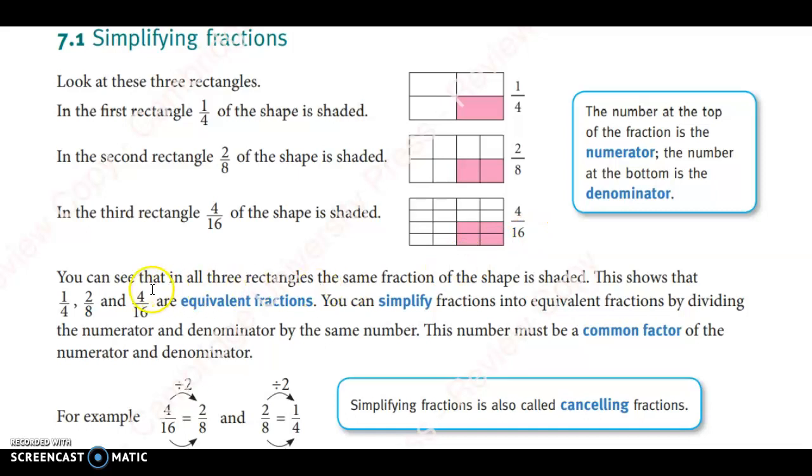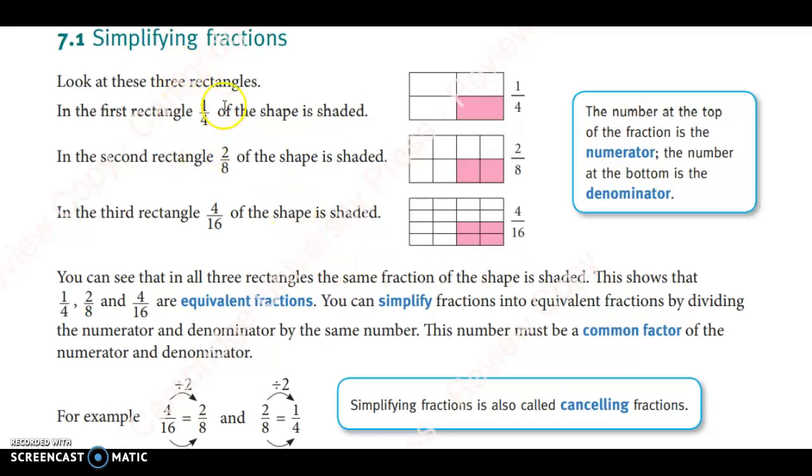Now you can see that in all three rectangles, the same fraction of the shape is shaded, because the area is the same. This shows that 1/4, 2/8, and 4/16 are equivalent fractions. Equivalent fractions are fractions which have the same value. You can simplify fractions into equivalent fractions by dividing the numerator and denominator by the same number.